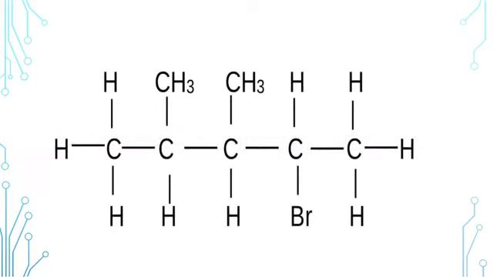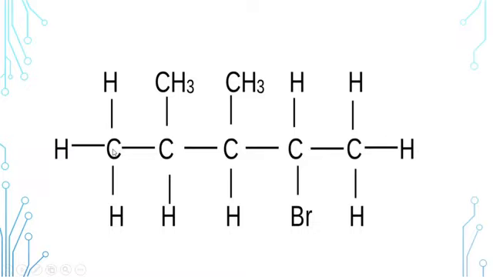Let's check a similar one. The longest chain is 1, 2, 3, 4, 5. That's pentane. But we have a similar situation here. When we start counting from this side, this is 1, 2. We have a bromine in carbon number 2. Also from this side, we have 1, 2, and then a methyl branch in carbon number 2. Where are we going to start numbering? Is it from this side or that side?